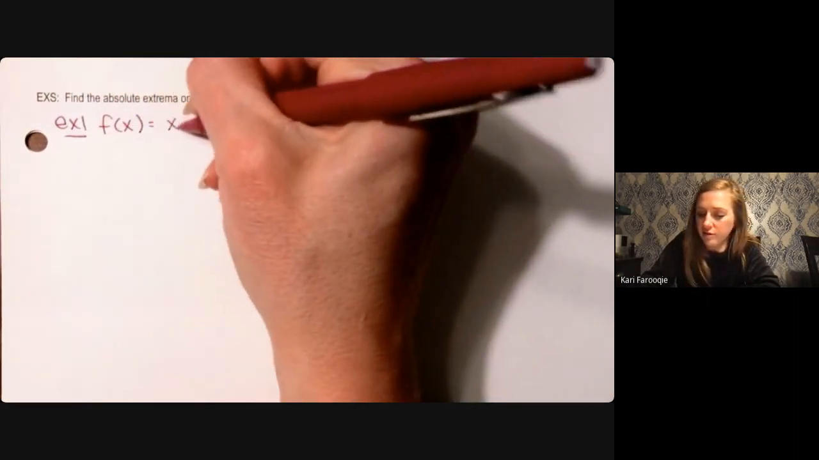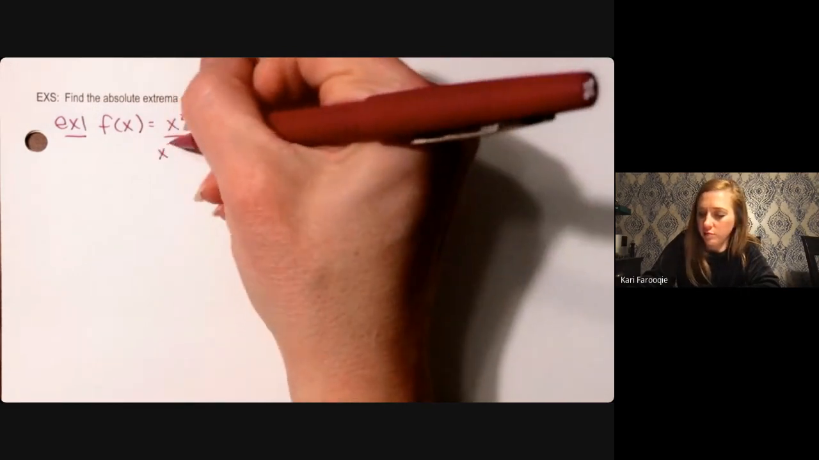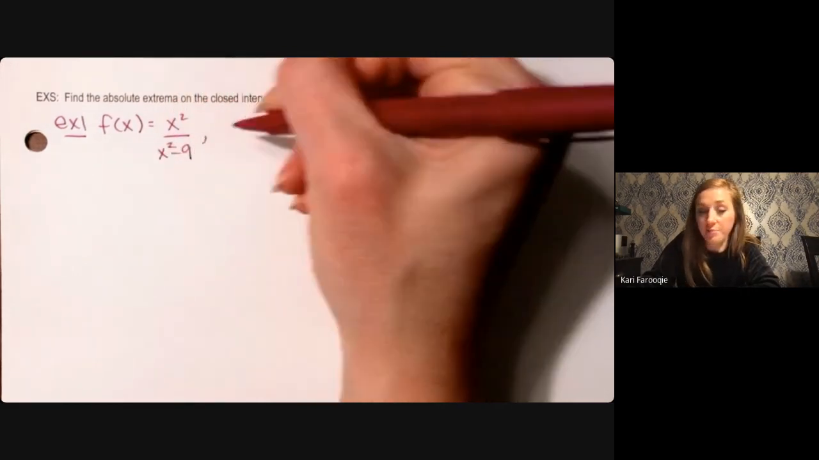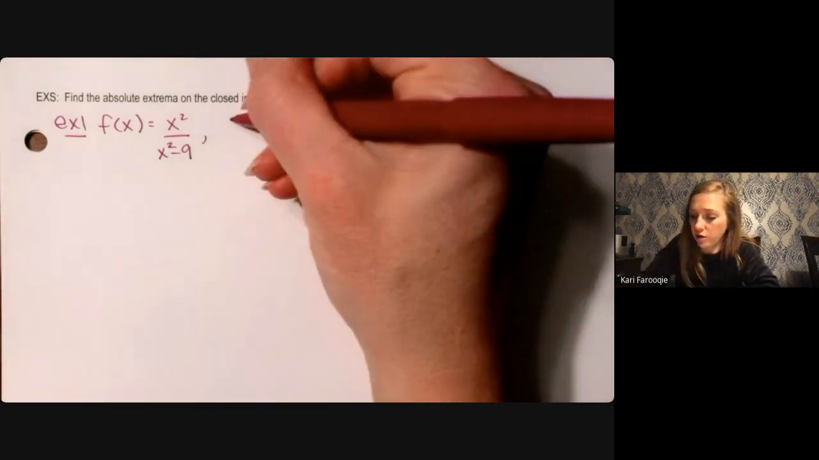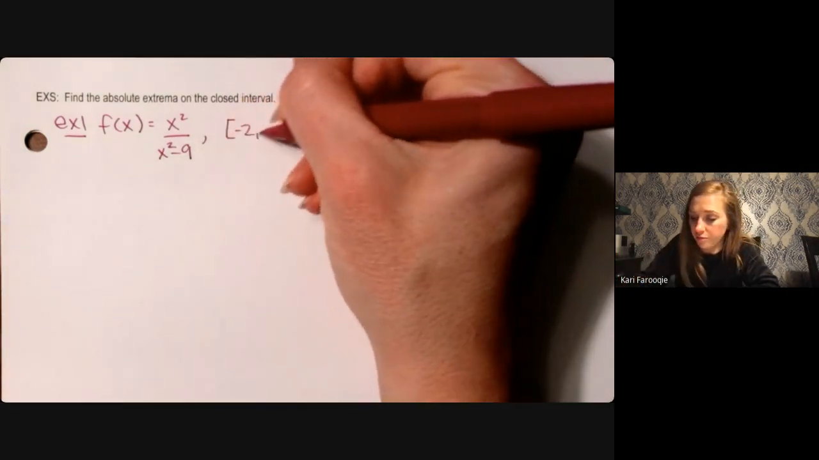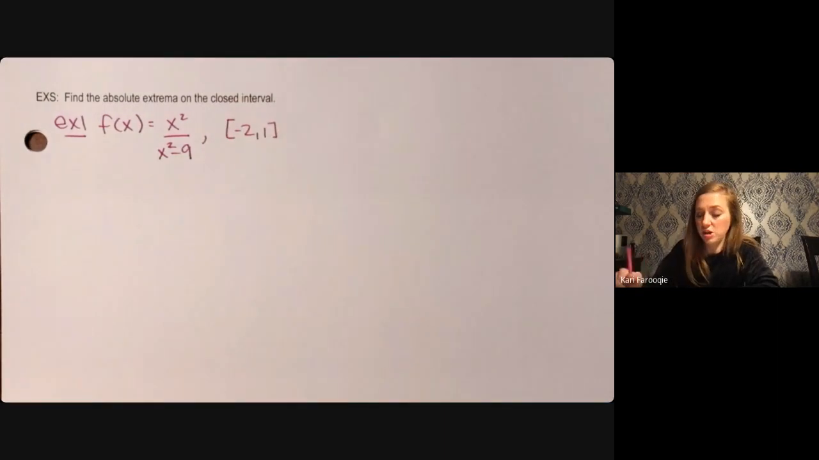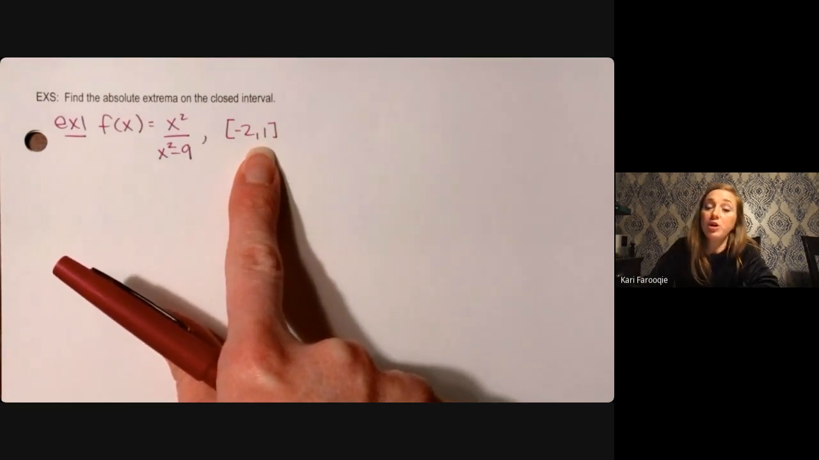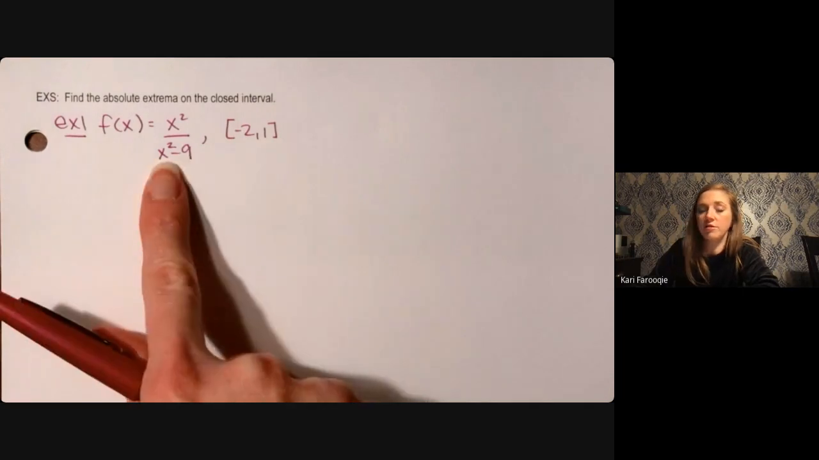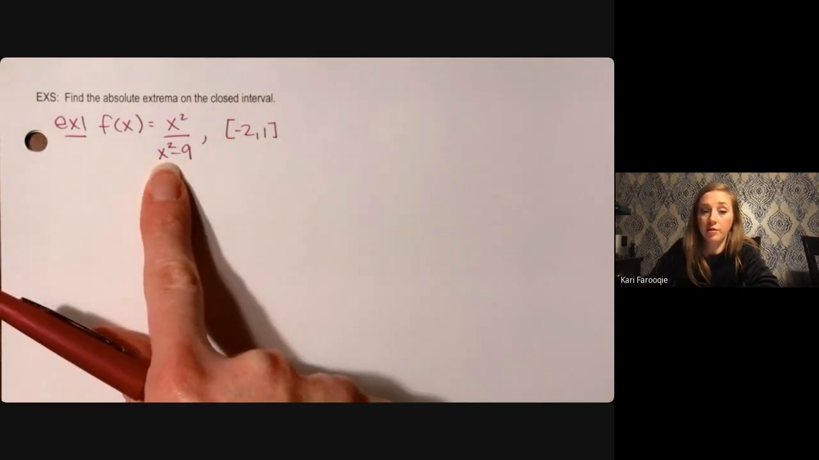f of x is going to be x squared divided by x squared minus 9. What we're going to do is look for absolute extreme values on the closed interval from -2 to 1. So I'm thinking about what's happening with this graph, and I need to be considering what's happening on this particular interval.